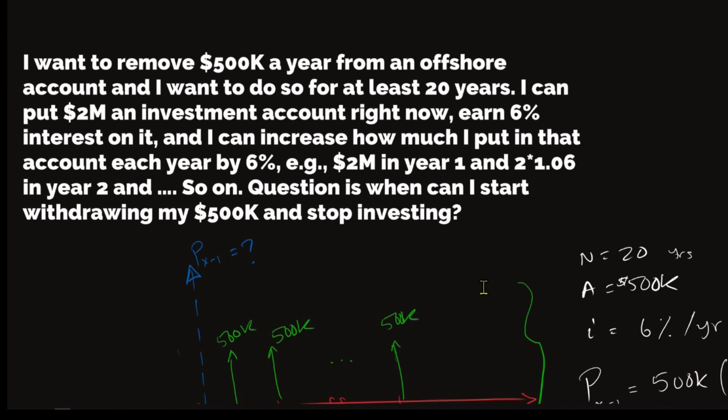So in other words, I want to retire, right? I want to retire and I want to spend a lot of money per year. I want to spend $500,000 a year, and I'm estimating my retirement will be 20 years. When can I retire? If I can put $2 million in right now or if I can put $2 million in year 1 and then 2 times 1.06 in year 2 and so on, how long do I have to do that before I can just retire and stop investing?